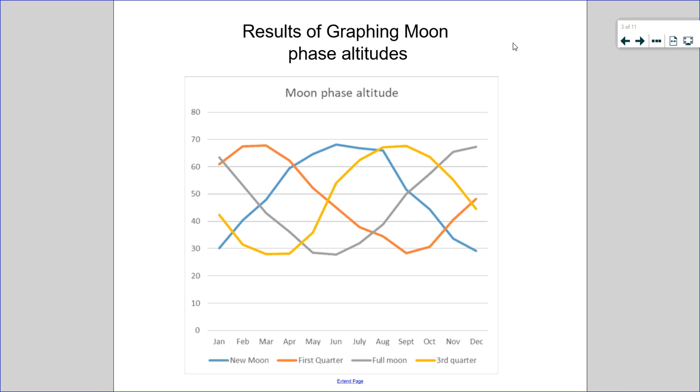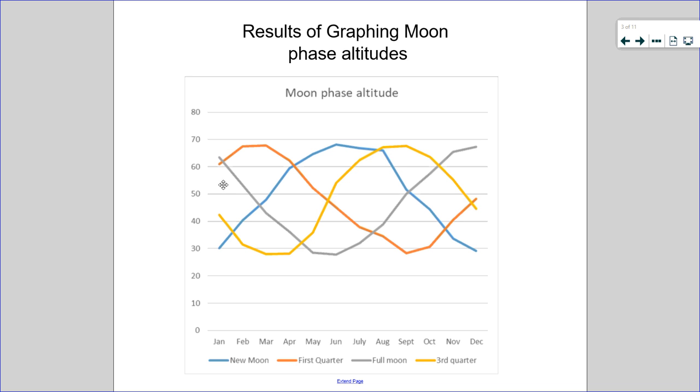So that's what you were supposed to graph yesterday, and hopefully this is something like what your graph came out looking like. If we look at one of these lines, that should represent a specific phase. This blue line is the new moon, showing what the new moon does throughout the course of a single year. We can see that it's low in wintertime and very high in the summertime, and then it comes back down to being low as it approaches winter.